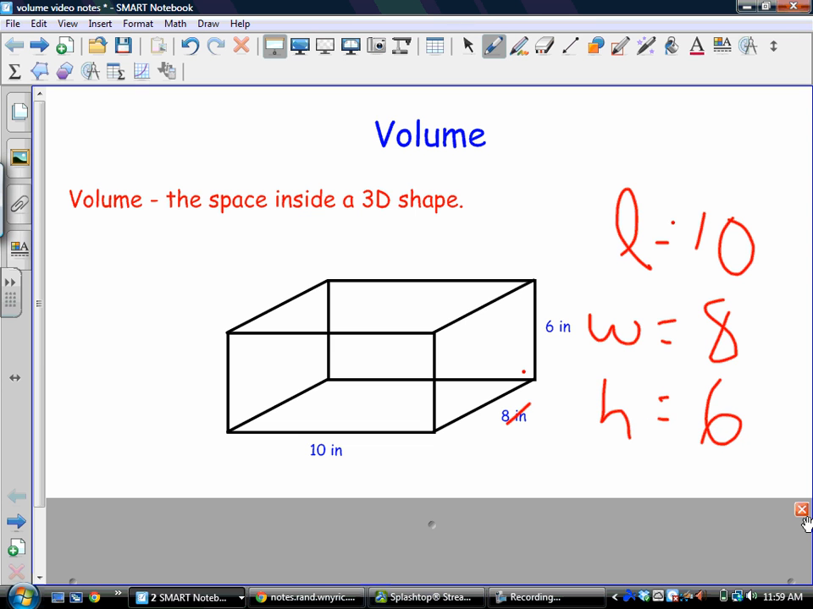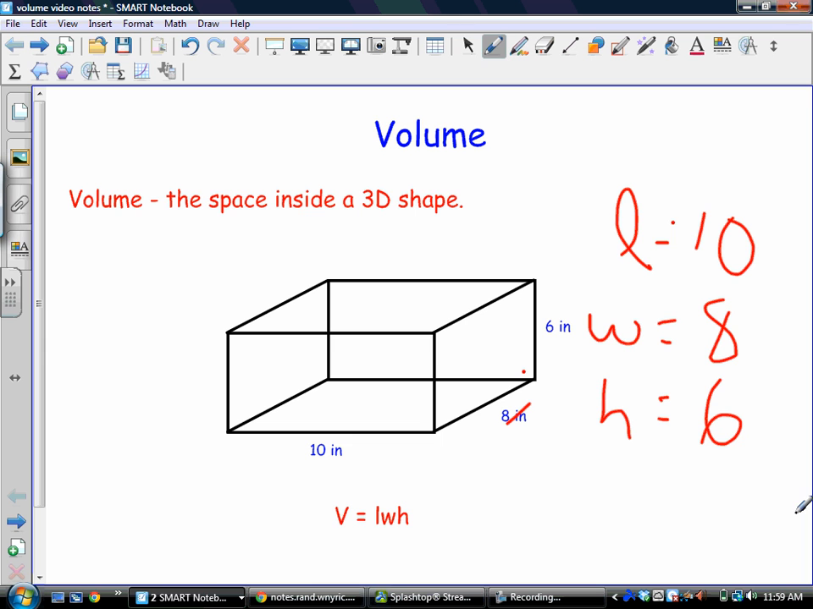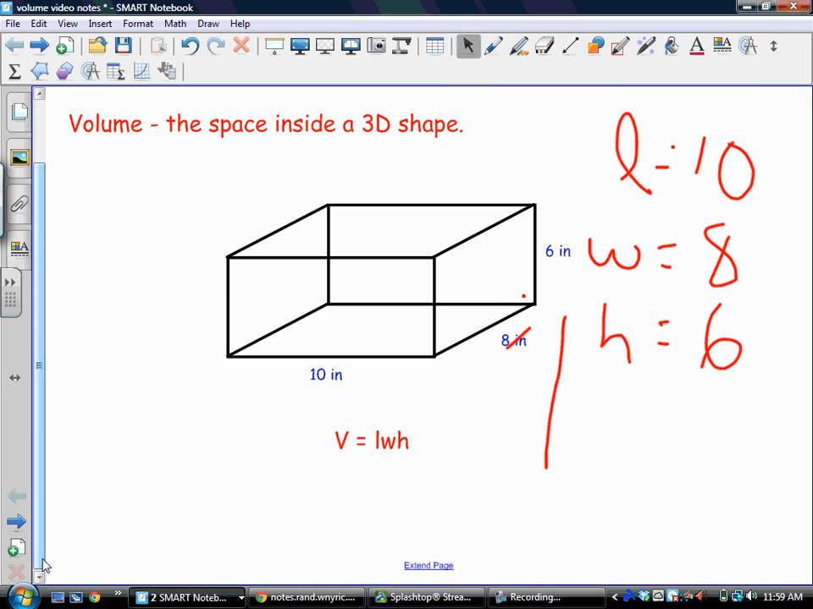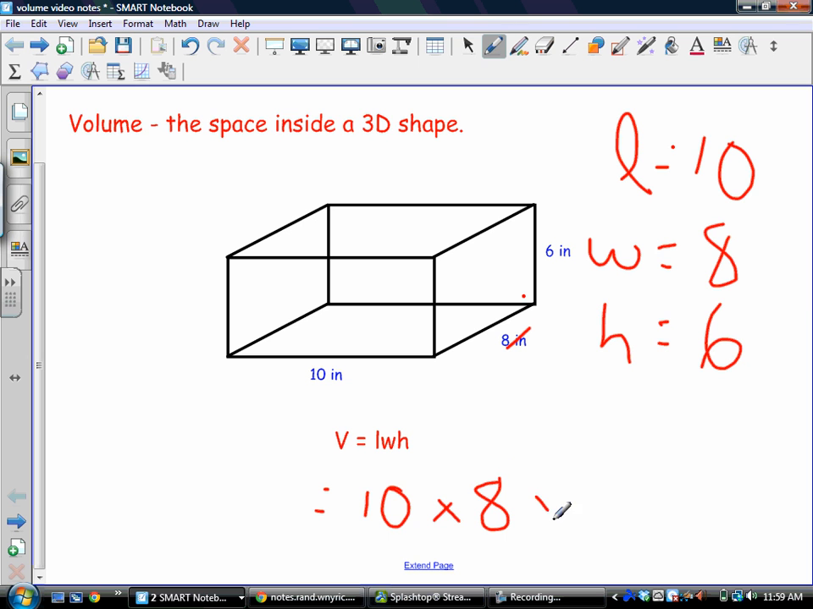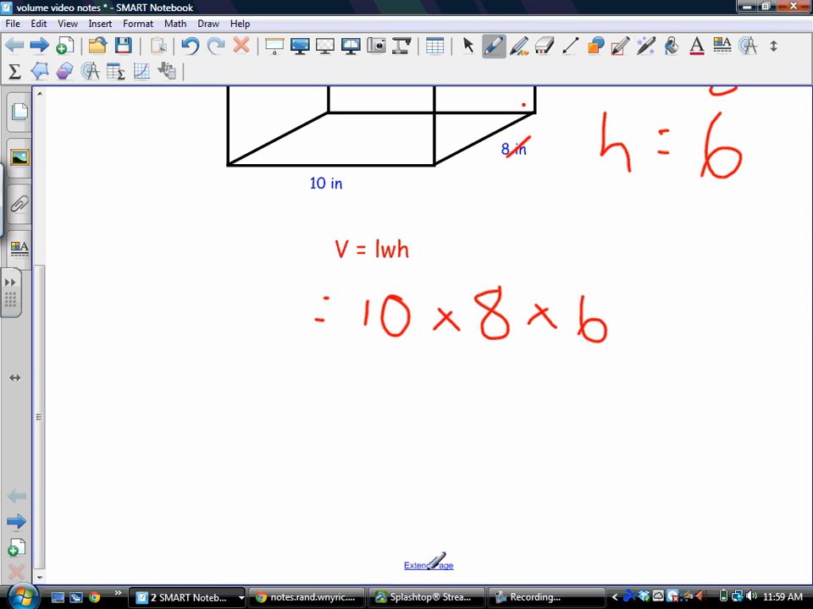So now all we have to do is take our formula, which we were given, length times width times height, and just plug into the formula. So it's going to be equal to 10 times 8 times 6. And that's it. You will be allowed to use a calculator. So go ahead and pause this, work this out, and make sure you get the right answer. When you want to pause it, I'll write the answer down.